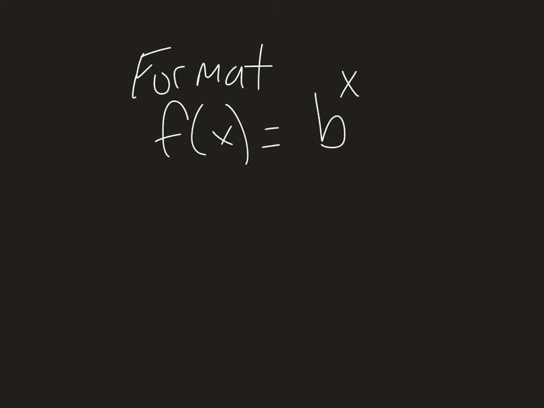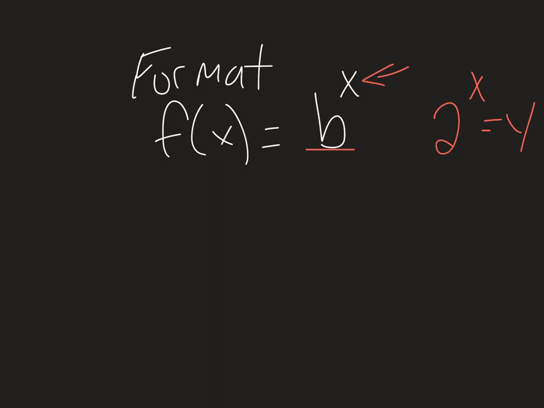So let's talk about format. Now, with exponential functions, there are a lot of ways they can be written, but the idea is your variable, x, is your exponent. In this case, I'm using b as an example, but that would be a constant. So for example, 2 to the power of x, let's say. And we're looking at what would that look like.